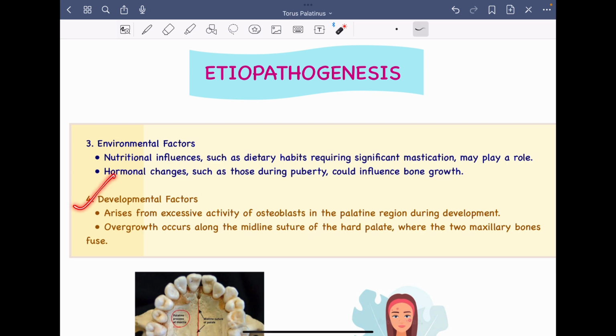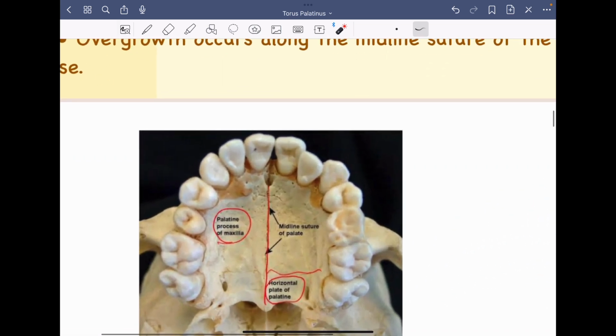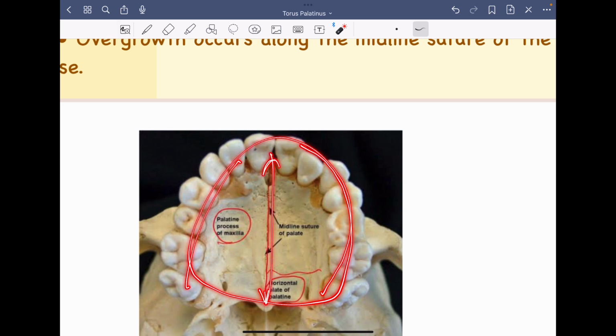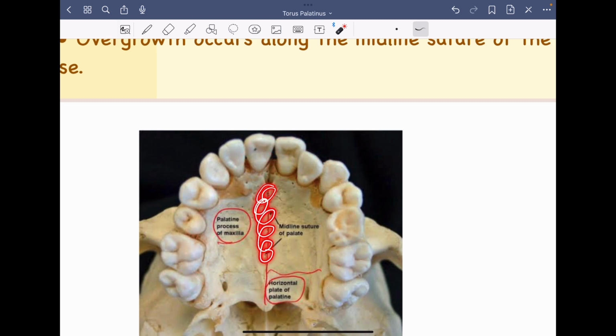Then developmental factors we have. These arise from excessive activity of the osteoblast in the palatine region during the development. Whenever there is more amount of osteoblastic activity, it can lead to formation of an excrescence in the palatine bone. Then overgrowth occurs along the midline suture of the hard palate where the two maxillary bones fuse. Here you can see this is your palate, this is the midline suture of the palate, and here any type of bony growth can occur. Starting from the anterior to the posterior part, anywhere you can encounter the torus.